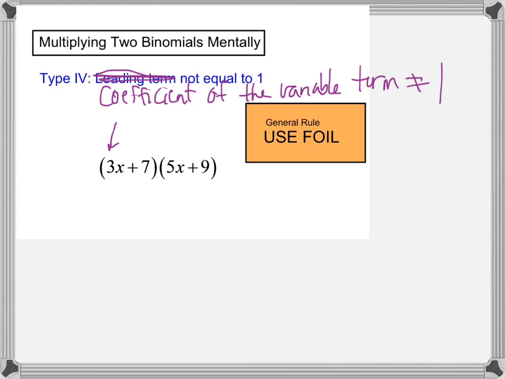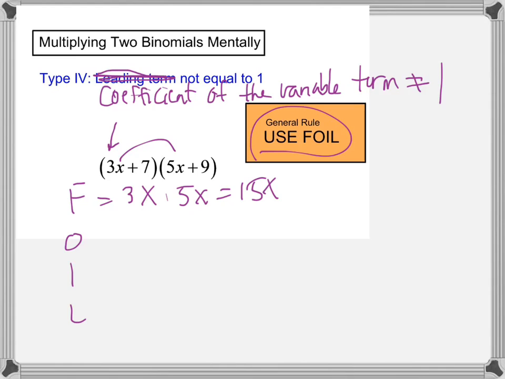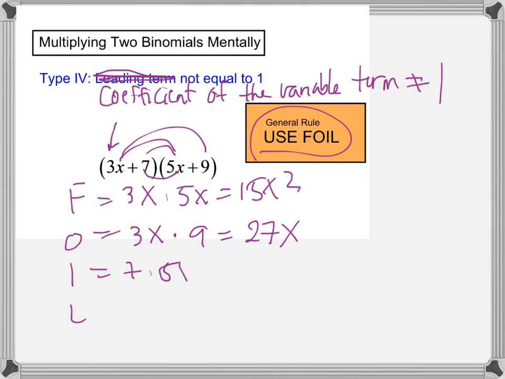When that thing is not equal to 1, then our general rule is to just use FOIL. Okay, so here we have FOIL here. 3x times 5x is going to be 15x squared. 3x times 9 is going to be 27x. Then 7 times 5x is going to be 35x. And 7 times 9 is going to be 63.